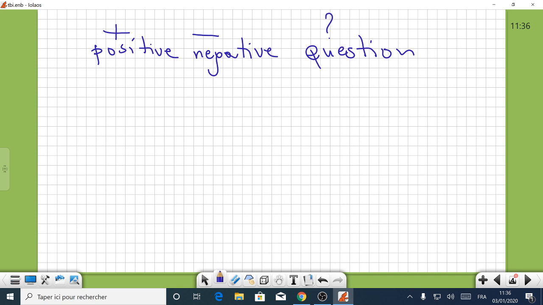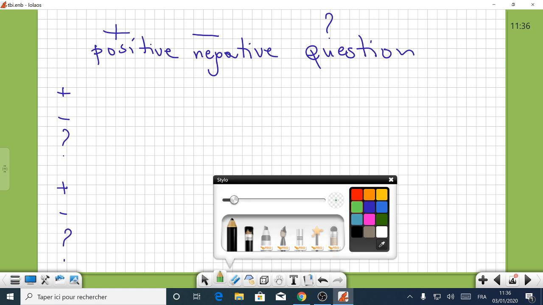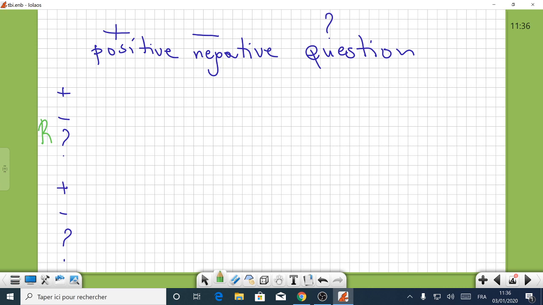I take two examples: positive, negative, question; positive, negative, question. This is for regular verbs, and this is for irregular verbs. Here we have are and here we have ir. So I take the first sentence.